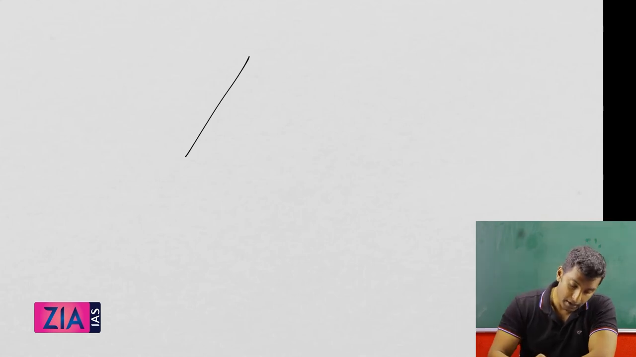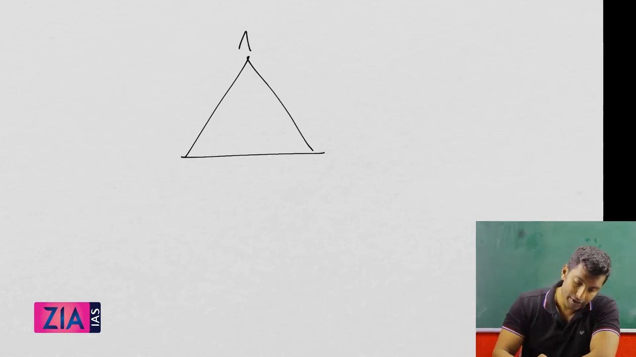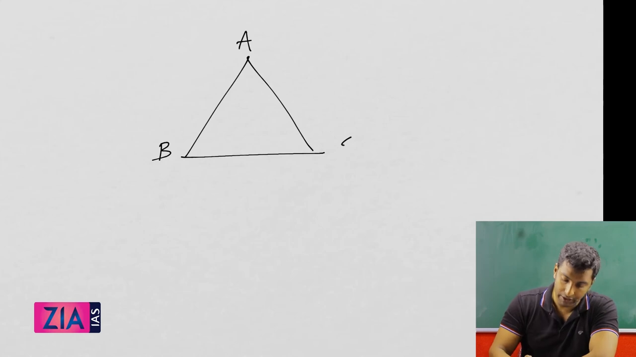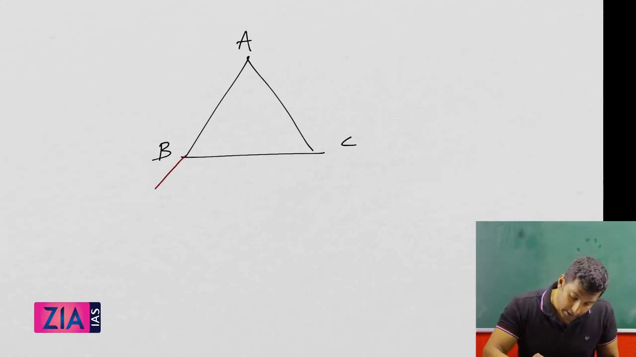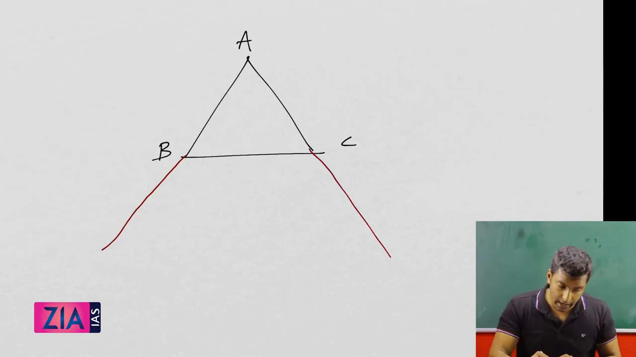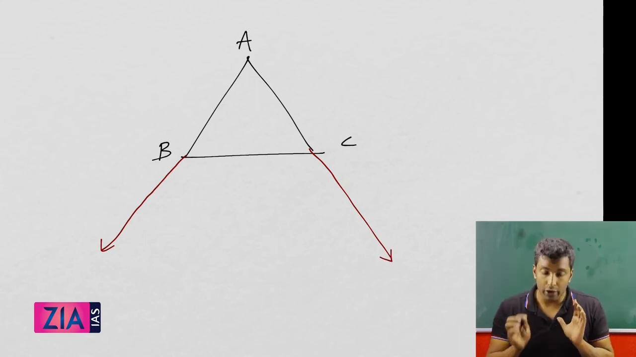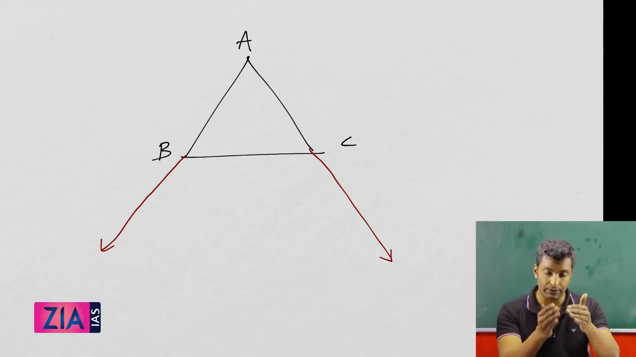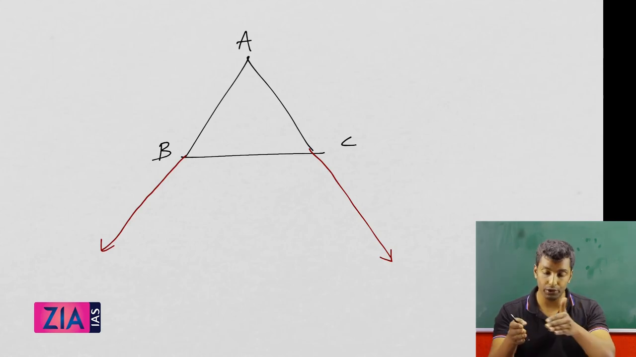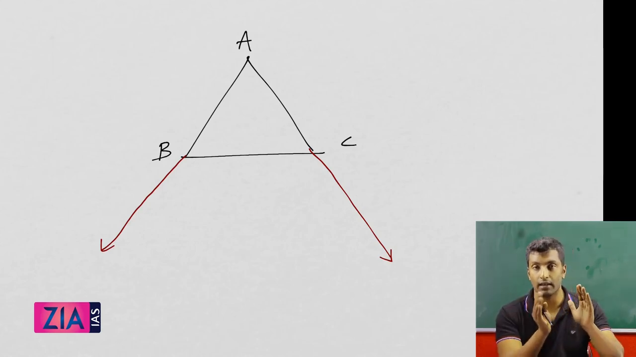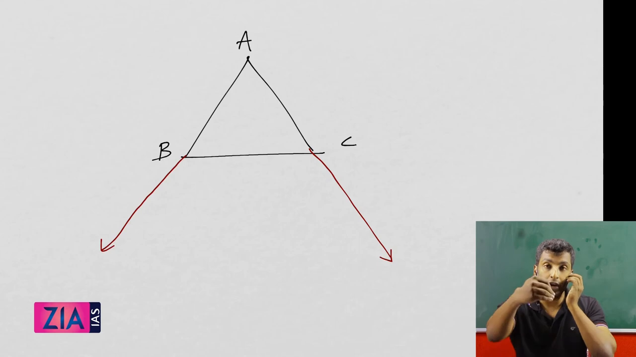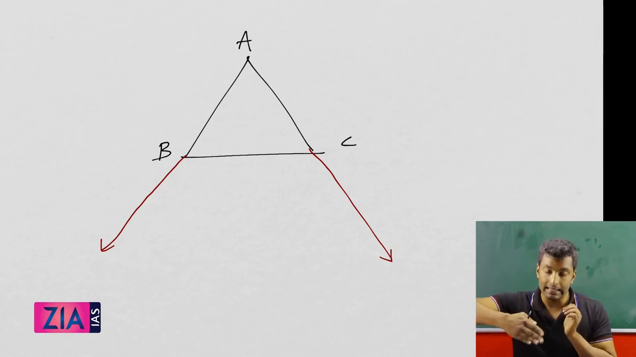So let me draw the same triangle. You have a triangle A, you have B, you have C here. Now what you can do is you can produce this AB like this, and you can produce this AC like this. So I hope you understood. You had this triangle, you know x1 y1, x2 y2, x3 y3, that is coordinates of A, B, C, right? You produced AB, you produced AC.